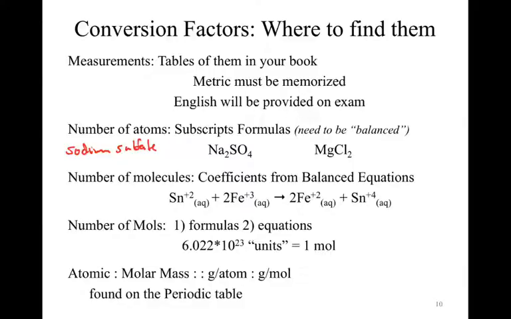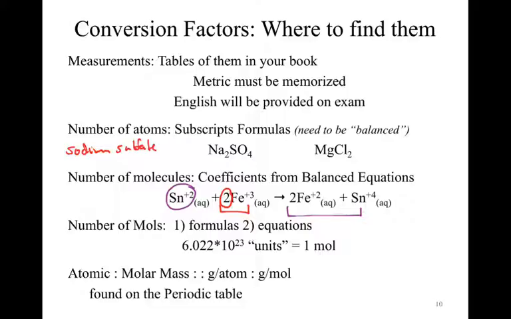So our subscripts give us that information. We can figure out the number of molecules. We can get that from the coefficients of a balanced equation. So for instance, for the equation below, I know I need to react 2 Fe3+ ions with 1 Sn2+ ion, and then that will get me these products. So I have a conversion factor there.